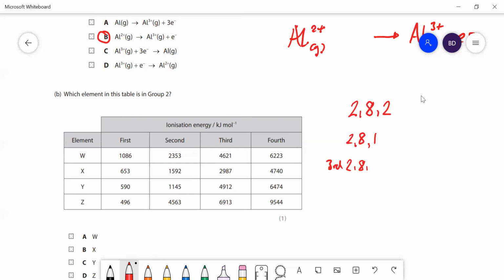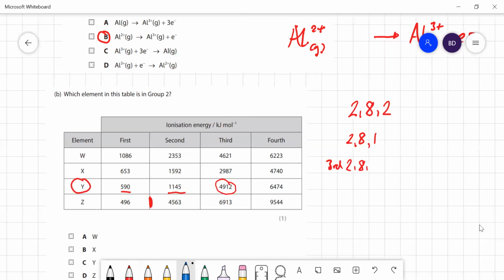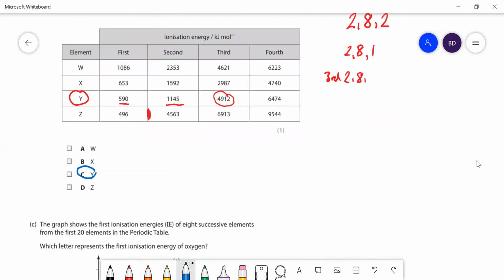Okay, so look at W, they're going up fairly steadily, so I don't think it's that. X, again, there are no big jumps there. Y, 590, and there is a big jump here, goes up by a factor of 4. So I think it's got to be Y. And just to check, it's not Z. Well, Z is probably actually in group 1, isn't it? Because you can see there's a big jump here between the first and the second. So Y would be the answer there. So that's our answer, C.